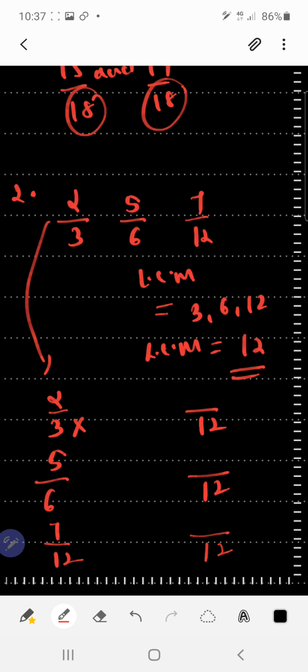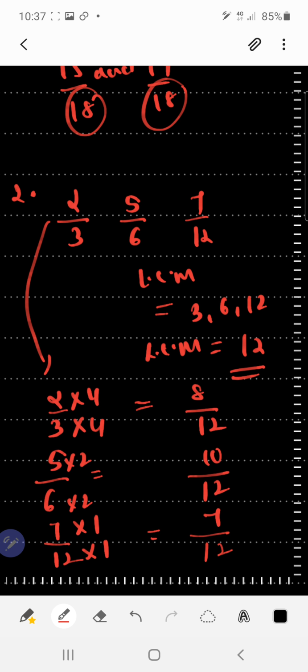For 2 upon 3, to make the denominator 12, you have to multiply with 4. And whenever you are multiplying the denominator, you have to also multiply the numerator. For 6 to become 12, you have to multiply with 2. And for 12 to become 12, it is already 12, so we will multiply with 1. In this way, you got 8 upon 12, 10 upon 12 and 7 upon 12. And that's your answer.